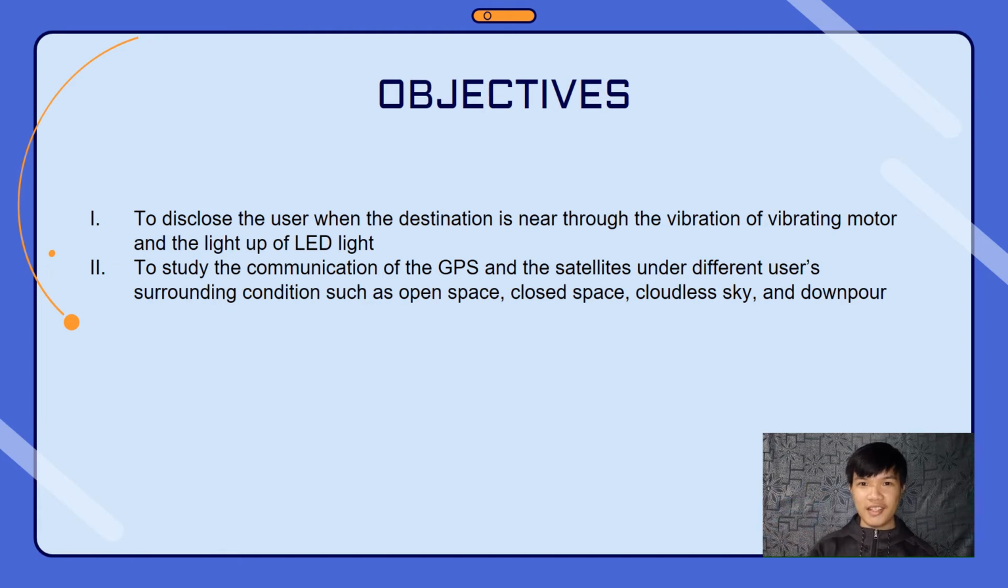Hey, Kristen Lee here. Now, the objectives of this team project are to alert the users when the destination is near through the motor vibration and the lighting up of the LED light, and to study the communication of GPS and satellites under different users' surrounding conditions, such as open space, closed space, cloudless sky, and downpour.